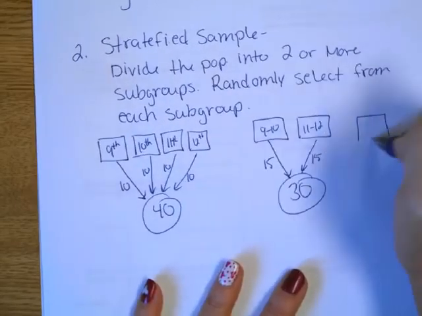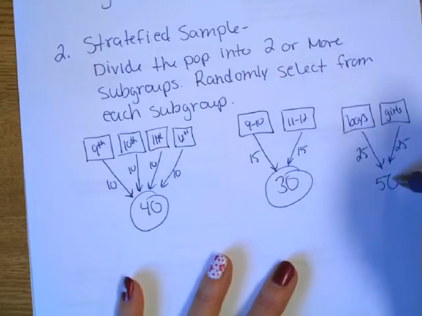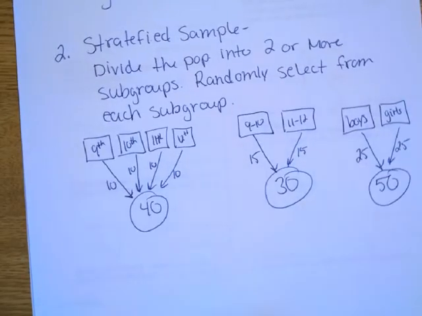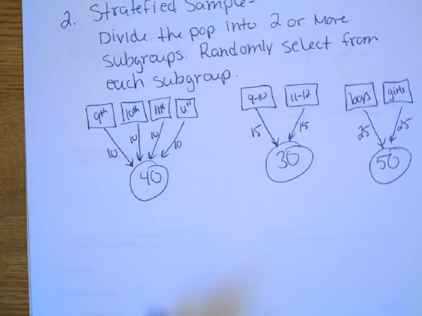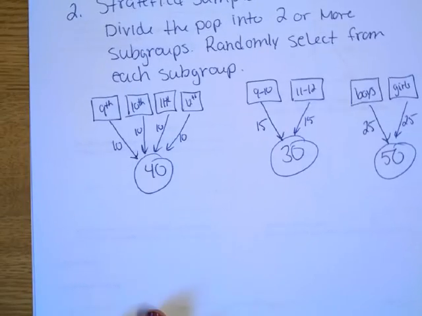As long as you've got at least 2 groups, and you take from each group, take 25 boys, 25 girls for a sample of 50. So that's stratified. You take from every single subgroup so every subgroup has been represented. And how you pick your subgroups, that's up to you.